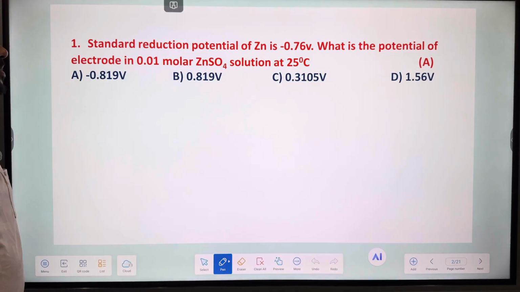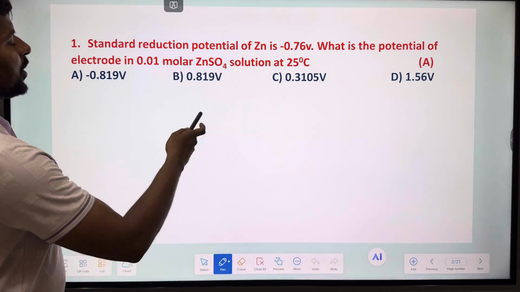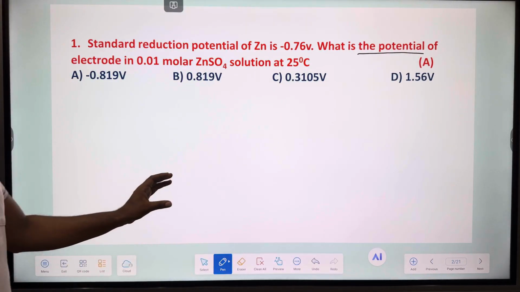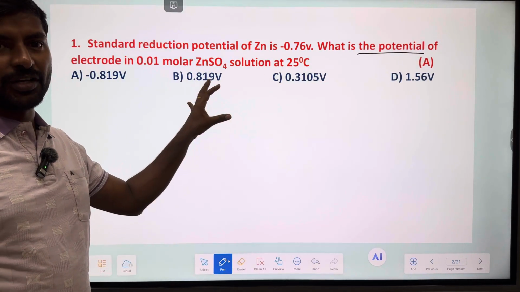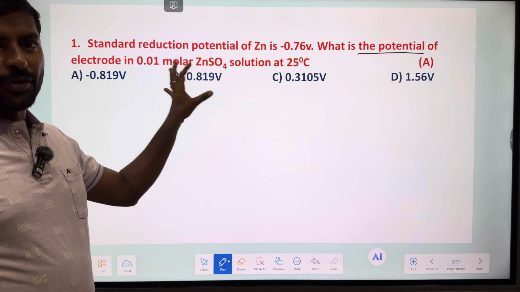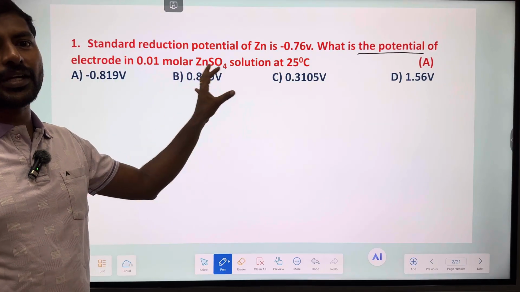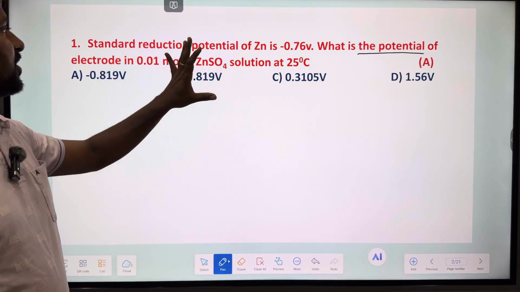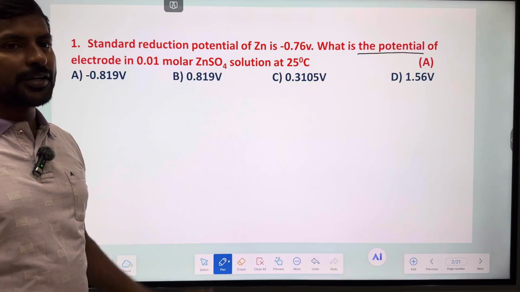First one: the standard reduction potential of zinc is minus 0.76 volts. What is the potential of the electrode in 0.01 molar zinc sulfate solution at 25 degrees centigrade? Here, whether we have to calculate reduction potential or oxidation potential is not mentioned. If it is not mentioned, generally we calculate reduction potential, and according to the IUPAC convention, electrode potentials are said to be reduction potentials. If they specially mention calculating oxidation potential, then you calculate oxidation potential. Otherwise, if they mention generally the potential of the electrode, then you calculate reduction potential.